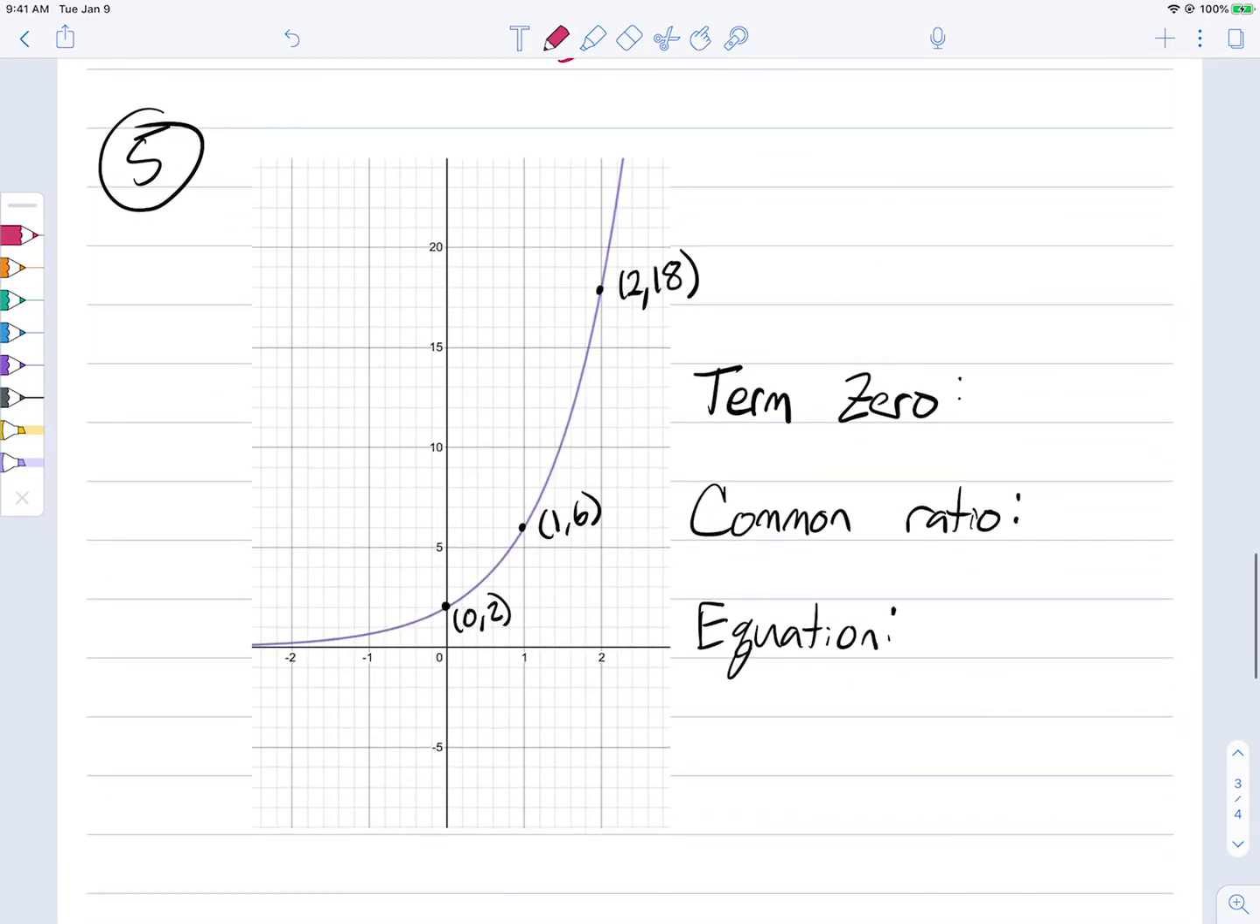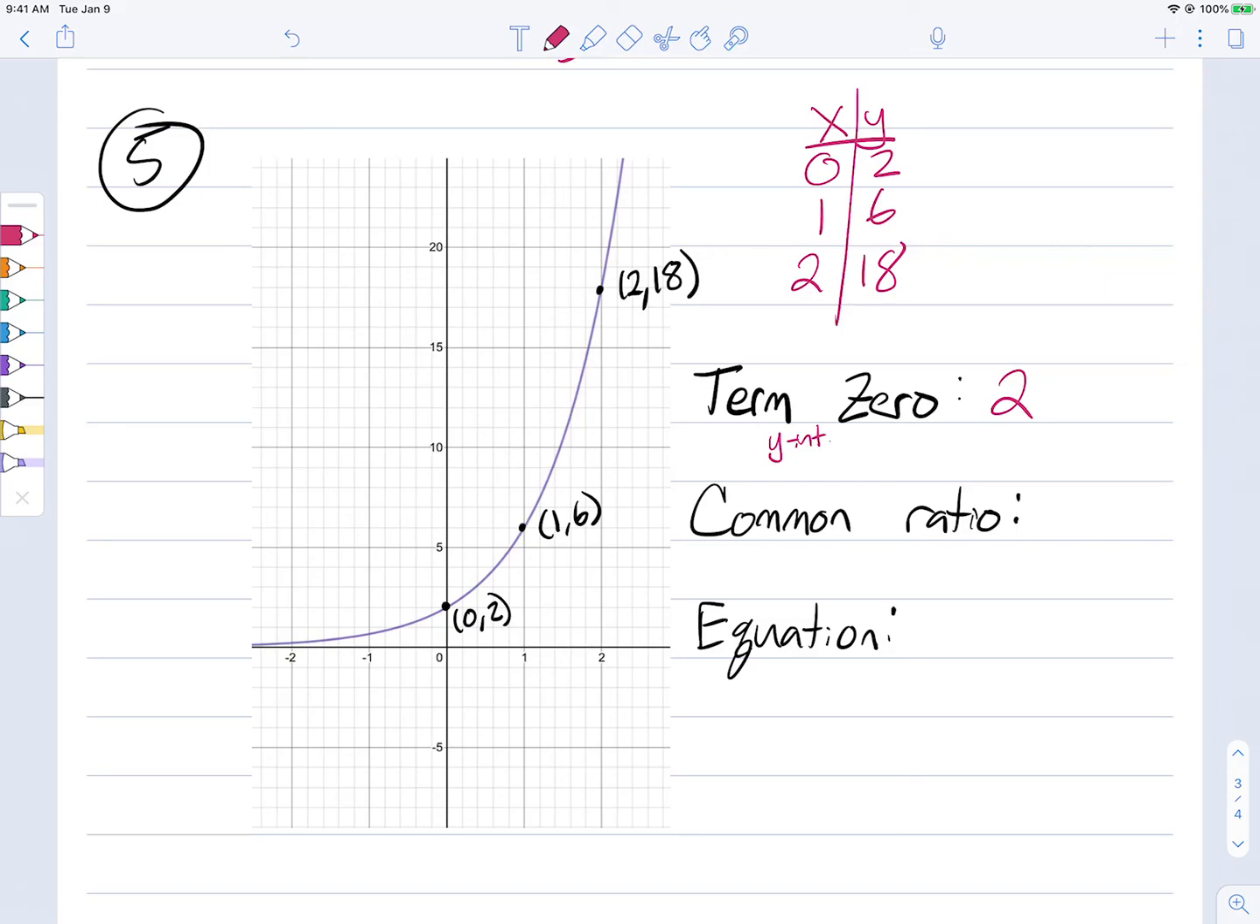Okay, last type of problem is where you're given a graph. My hint for you is make it into a table of values. Find a couple of points and make it a table of values. So on this graph, we have the point 0, 2, the point 1, 6, and 2, 18. So our 0 term, which is actually also called the y-intercept on the graph, is 2.